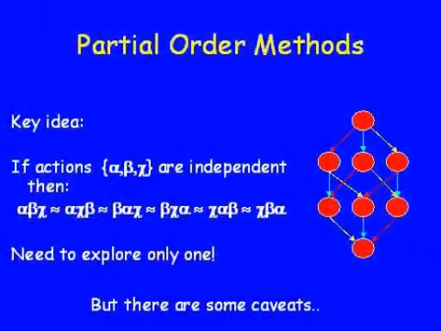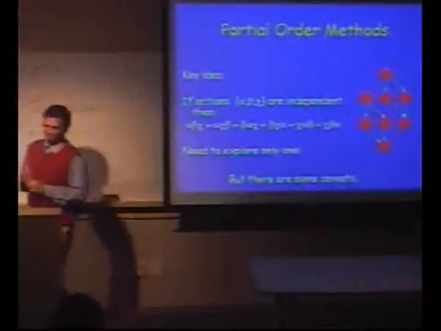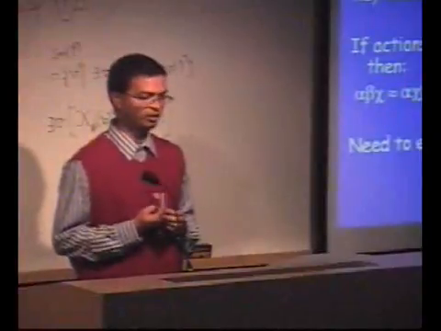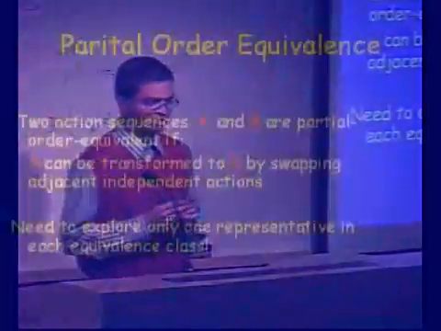So the key idea in partial order methods is that if you have a set of mutually independent actions, then the order in which you execute them in a particular state is not usually relevant, and you need to explore only one. But there are some caveats.